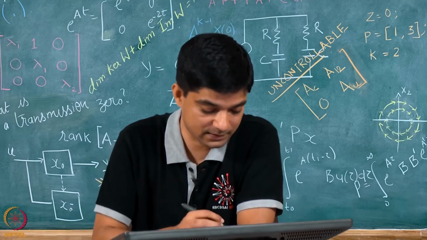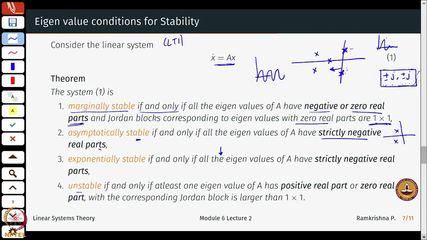Last thing about unstable systems: the system is unstable if there is one eigenvalue on the right half plane. Again, if there are imaginary eigenvalues, or eigenvalues with 0 real parts, then the corresponding Jordan block should be of size larger than 1, for example. That is the only thing that we must be careful of.